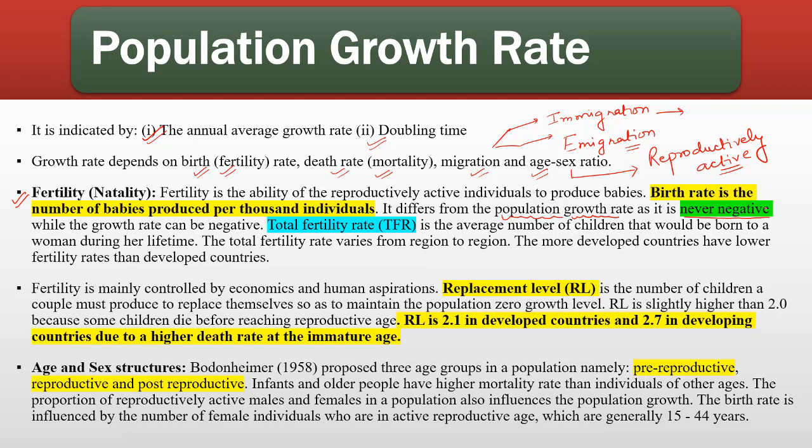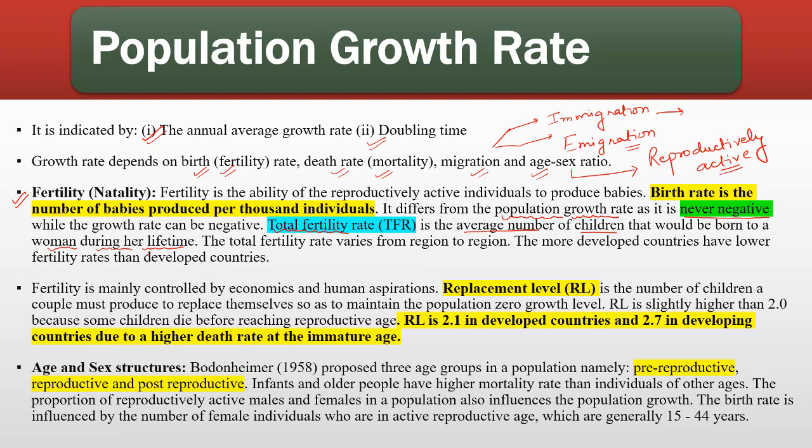Total fertility rate is the average number of children that would be born to a woman during her lifetime. A woman on average produces how many babies? That is the total fertility rate. So the first one is the fertility rate, the second one is the birth rate, the third one is the total fertility rate.